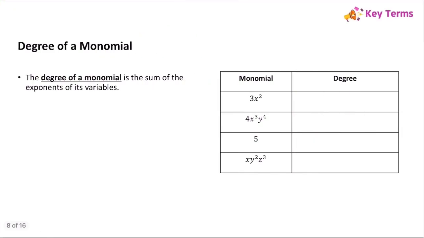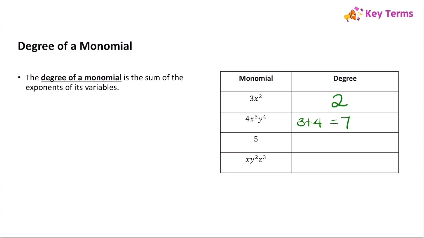Okay, so we can also talk about the degree of monomials. The degree of a monomial is the sum of the exponents of its variables. So if a monomial has just one variable in it, it's just going to be equal to that exponent. So the degree of 3x squared is just going to be 2. Okay, so if we have more than one variable, we're going to take those exponents and we're going to add them together. So the degree of 4x cubed y to the 4th is going to be 3 plus 4, which is equal to 7.